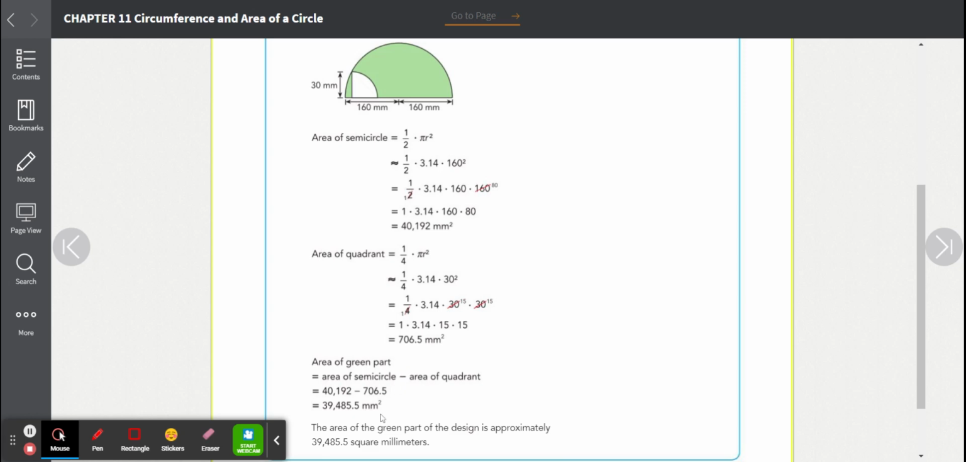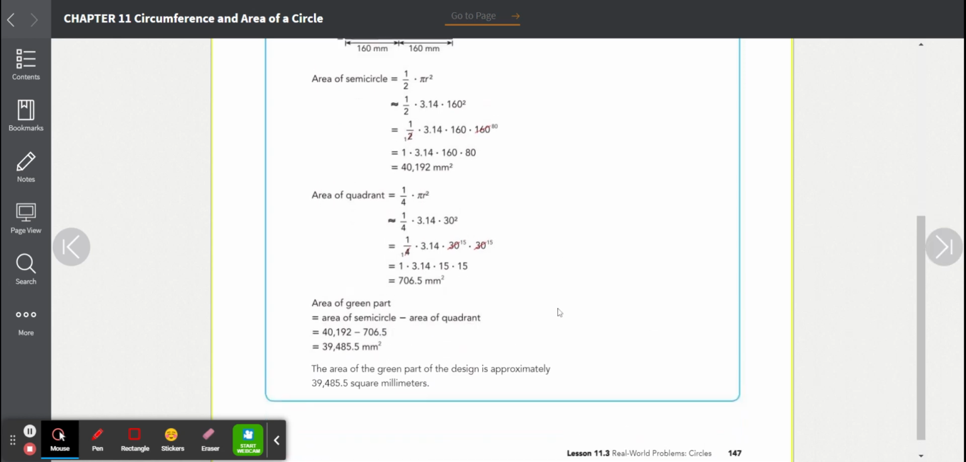Okay. So that's going to give me 706.5 millimeters squared. And then I'm just going to subtract the area of the quadrant from the area of the semicircle. So 40,192 minus 706.5 is going to give me 39,485.5 millimeters squared. So the area of the green part of our design is going to be approximately that number, right?